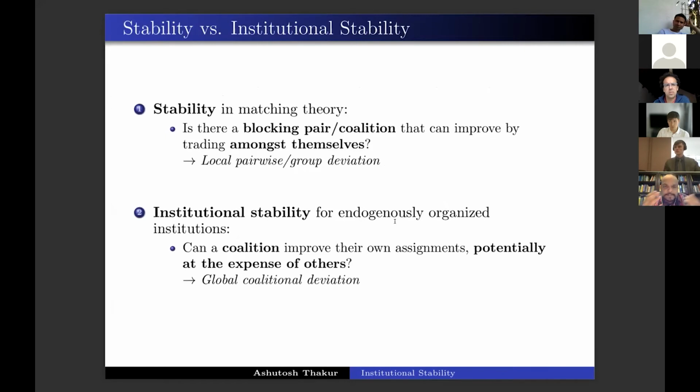So these notions of institutional stability are slightly different from stability, particularly in one-sided matching, where we're dealing with blocking pairs or coalitions that are trading amongst themselves, right? Some notion of a core, that's more of a local deviation. Here, we're allowing larger global coalitional deviations where potentially the coalition improves at the expense of others, okay?